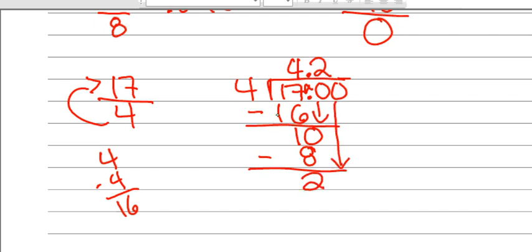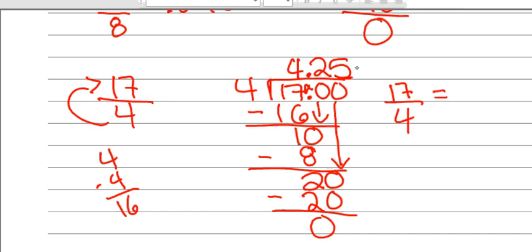I'm glad I had started out with 2 zeros. I didn't know, but I'm glad I had started out with 2. So I bring down the next 0. 4 does go into 20 5 times. So 17 over 4 is 4.25 as a decimal.